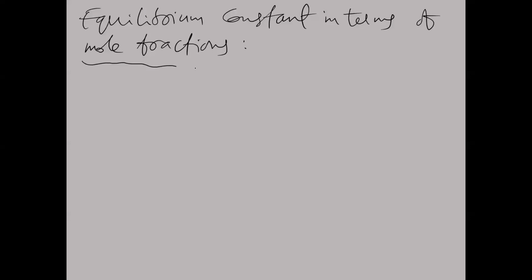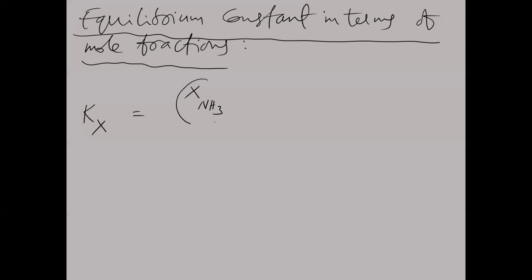Mole fraction is given by which letter? X generally. Mole fraction is given by the letter X. Now see here, Kx I'm taking here. This equilibrium constant is called Kx. Kx is equal to the mole fraction of products by the mole fraction of reactants. So the mole fraction of ammonia, the product. How many moles of ammonia in the balanced equation, 2NH3? So squared. The mole fraction of ammonia whole squared divided by what now?